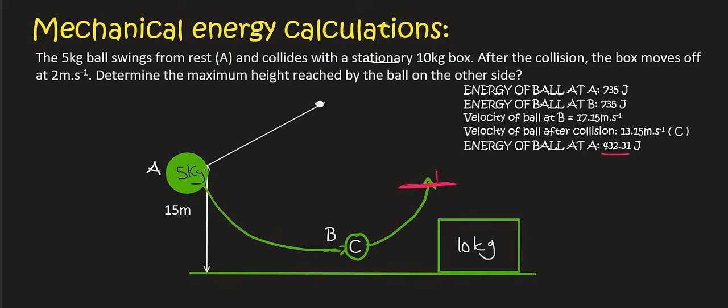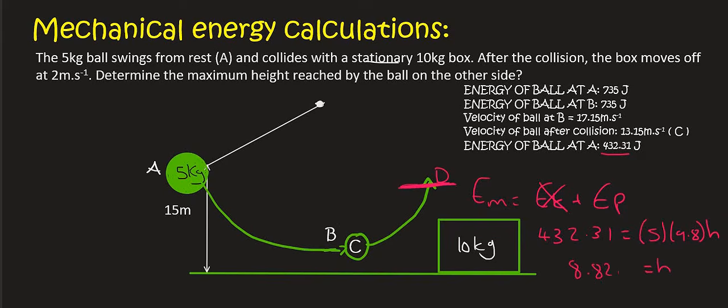So we can call this point D, and we can say that mechanical energy is equal to kinetic plus potential, but at point D, when it's at its maximum height, it will have a velocity of 0. And so we know that it's got an energy of 432.31 equal to its potential energy, which is mgh. And so that's going to be 5 times 9.8 times h, but we don't know what its height is. And so if you work out the height, we end up with a height of 8.82 meters. And so that is the height that it would reach on the other side.